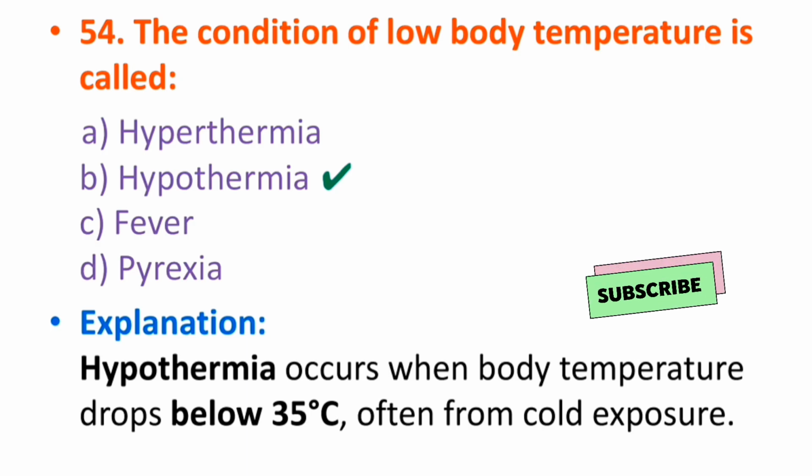The condition of low body temperature is called: option A, hyperthermia; option B, hypothermia; option C, fever; option D, pyrexia. The correct answer is option B, hypothermia. Hypothermia occurs when body temperature drops below 35 degrees Celsius, often from cold exposure.